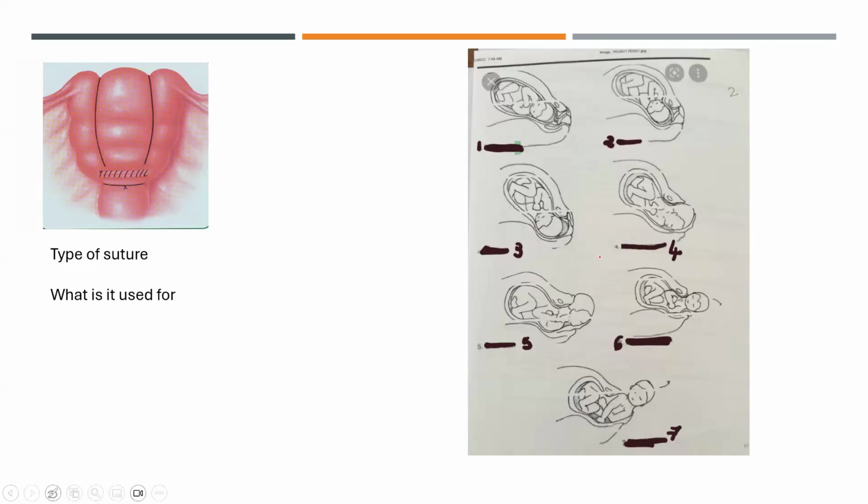Excellent. We get the first one at engagement. The second stage is descent. The third one is flexion. Perfect. Number 4, we have internal rotation. 5, we have external rotation. What happens to get that baby out? What does the head do? Exactly, it extends. There's extension, followed by external rotation, and lastly, then there's expulsion of the baby. Perfect.